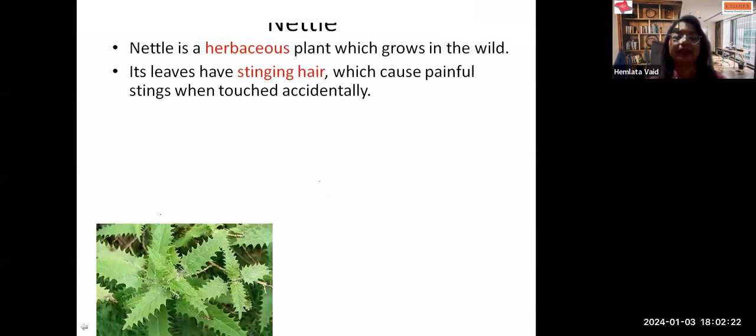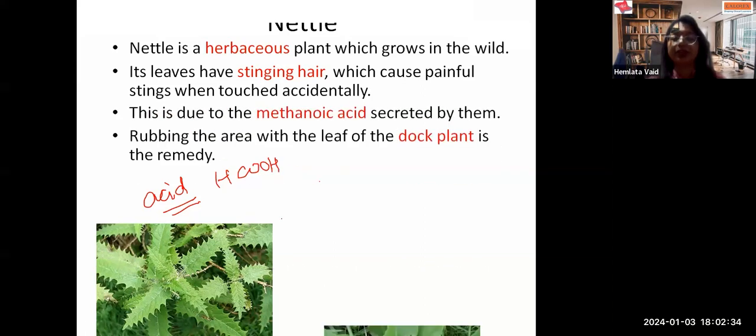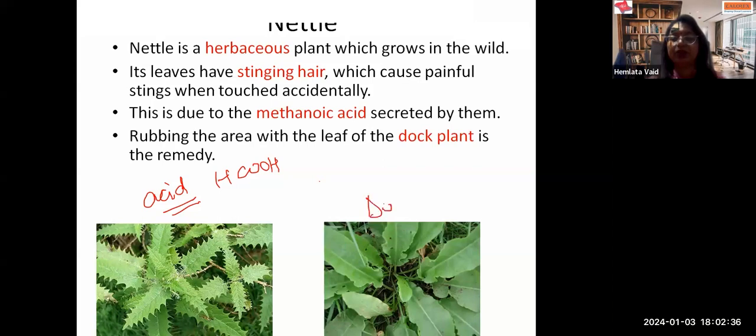Some plants like the nettle plant have acid in their sting. Again, the acid is methanoic acid here. So if you happen to touch this plant, it gives you irritation. The remedy is this plant, called dock plant. It has a mild base in it. So you should apply a paste of this plant on the affected area. So this was the topic of importance of pH in our daily life. We have completed this topic.